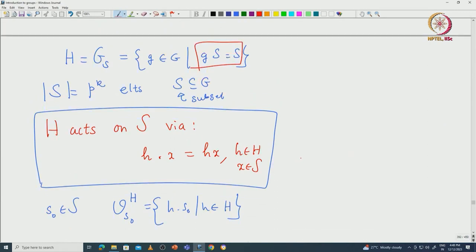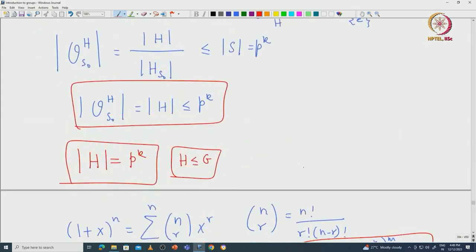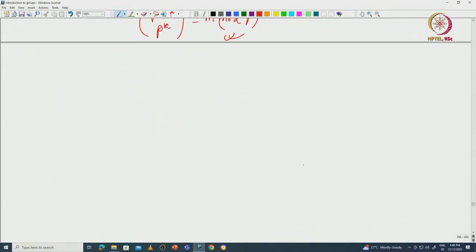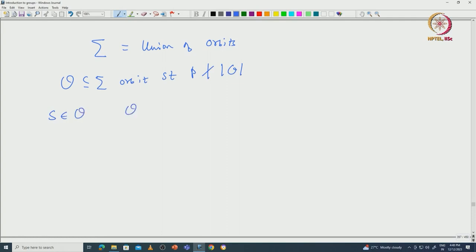If we take this orbit that we have chosen, let's see what more we can say about that orbit. If you recall, Sigma is written as a union of orbits, and then we have chosen O, which is an orbit such that p doesn't divide the cardinality of the orbit. Then we have chosen S from the orbit, and we immediately observe that O equals O_S, and our H is nothing but the stabilizer.